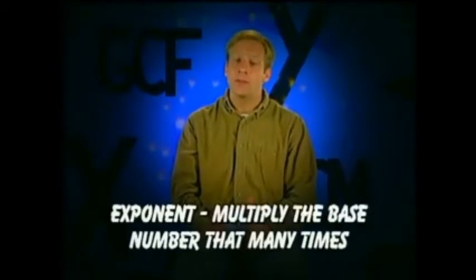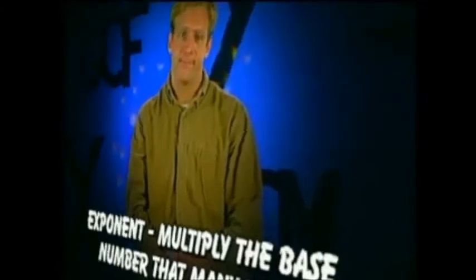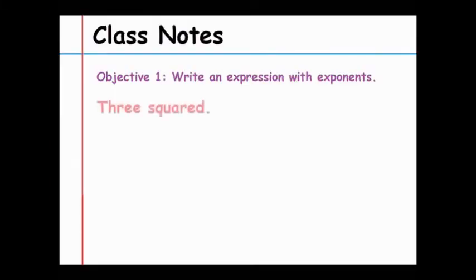It means that when we have a base number and an exponent, the exponent tells us how many times to multiply the base number. Using our same examples, 2 to the 5th power and 3 to the 4th power, we write them out to look like this. 2 times 2 times 2 times 2 times 2, and 3 times 3 times 3 times 3. Let's try writing some expressions using exponents on our own.